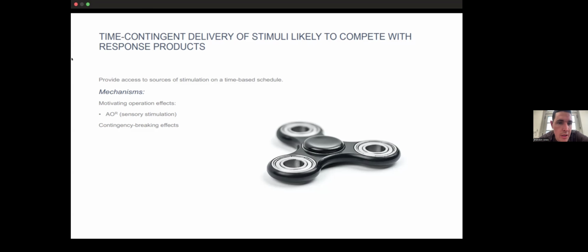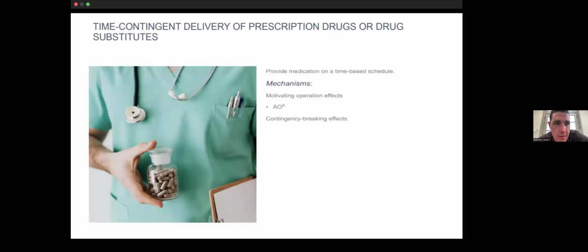Fidget spinners, twirly birds, toys, fun things that we have in that sensory cabinet in the back of the program there. This isn't something that we really do ourselves. I know there are medicine-trained staff at day program, like time contingent delivery of prescription drugs or drug substitutes, providing medication on a time-based schedule. There's PRNs, there's BID, every 6 hours, every 4 hours, every 12 hours. These are all time-based schedules that these doctors use for us.